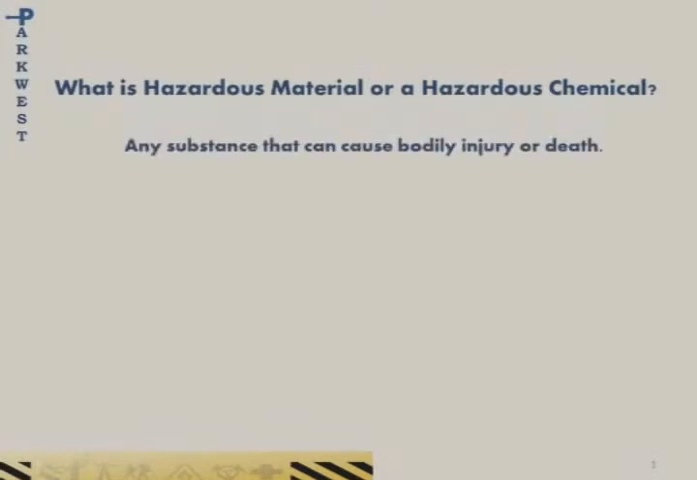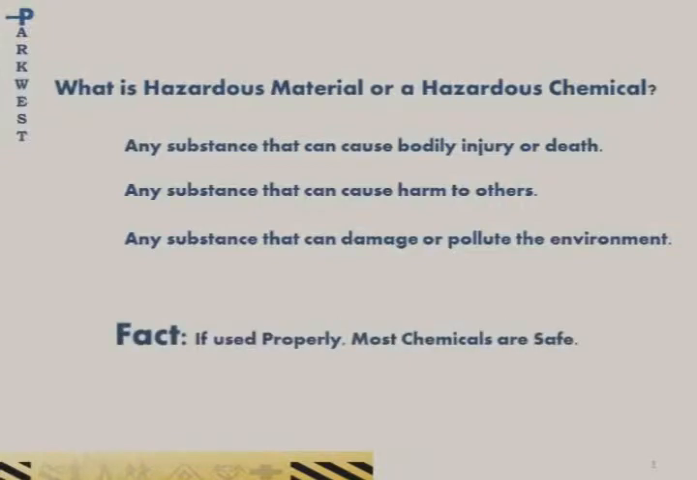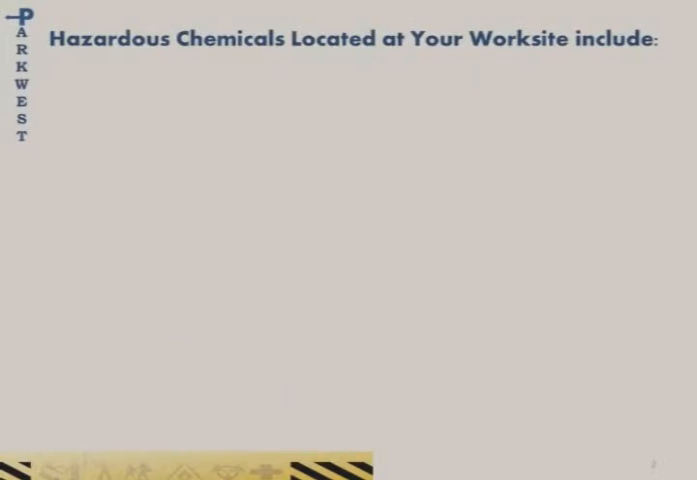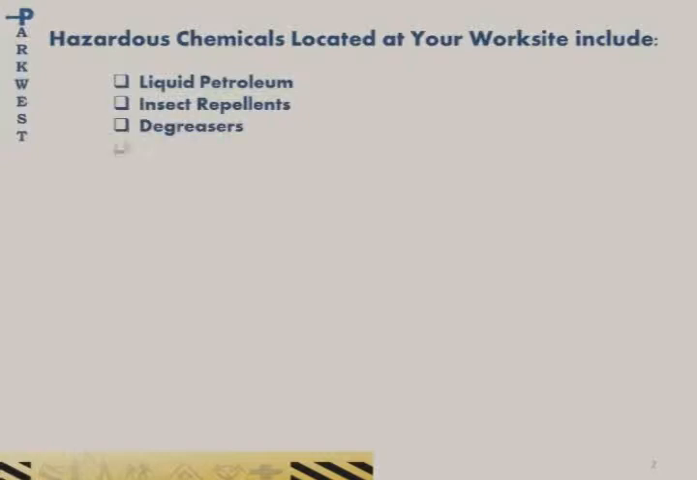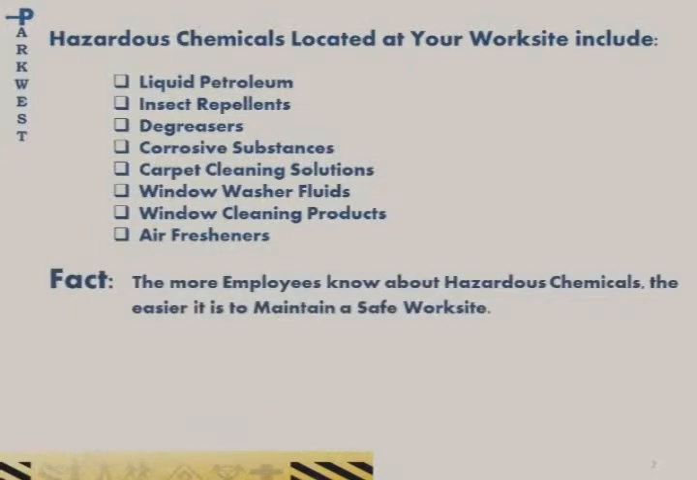Any substance that can cause bodily injury or death, harm others, and damage or pollute the environment is a hazardous material or chemical. But the fact is, most chemicals are safe if used properly. The chemicals located at your work site include liquid petroleum, insect repellents, degreasers, corrosive substances, carpet cleaning solutions, window washer fluids, window cleaning products, and air fresheners. The more you know about hazardous chemicals, the easier it is to maintain a safe work environment.